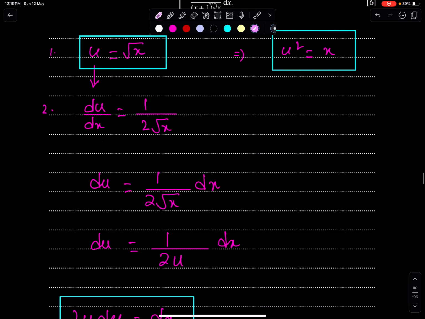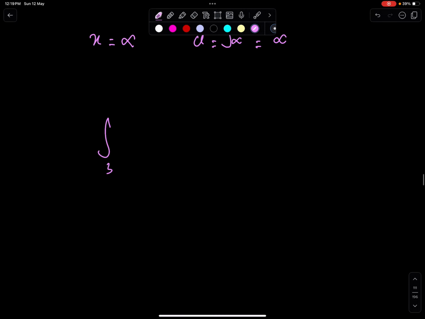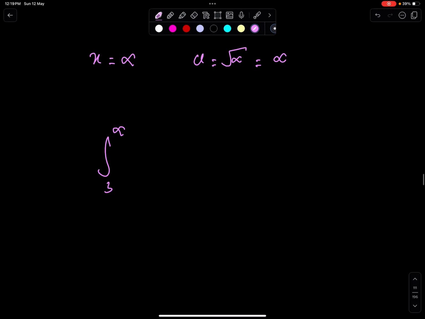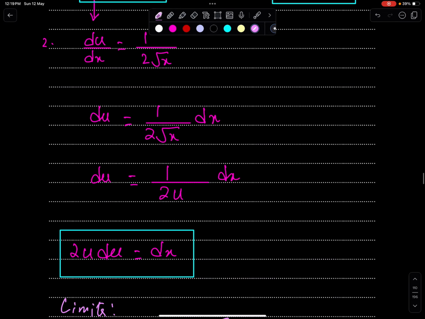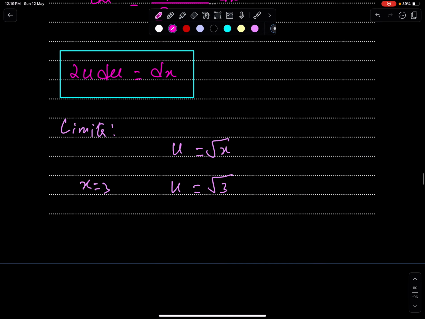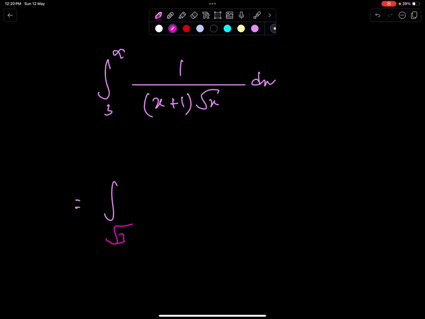Now we have to substitute. First, copy the integral 3 to infinite, 1 upon x plus 1 times root x dx. That's the integral. Now, first we change the limits. When x was 3, then u was under root 3. And when x was infinite, u was also infinite.